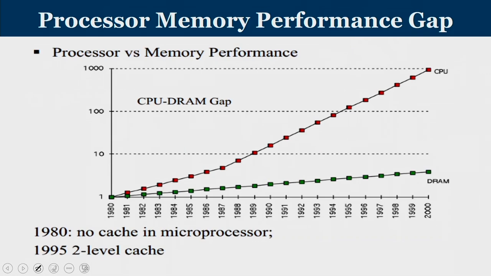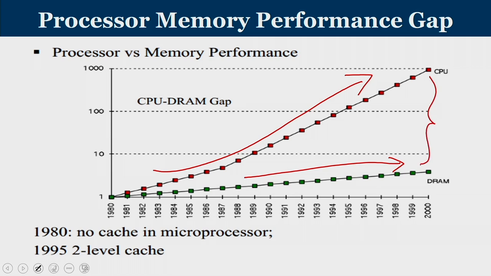This graph shows the trend in performance over the years as far as the CPU is concerned. We can see that there is a massive improvement in the performance of the CPU, and there is improvement in DRAM memory as well. But there exists a huge gap between the rate at which performance grows on the CPU side and on the DRAM side.